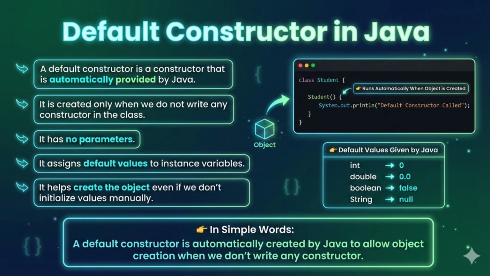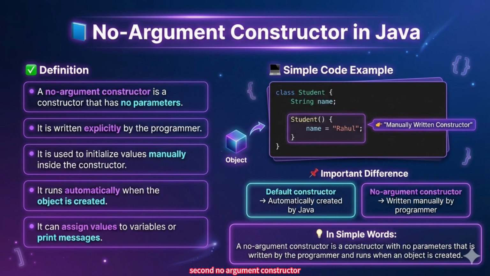Second, no-argument constructor. Now let's talk about the no-argument constructor. Definition in simple points. A no-argument constructor is a constructor that has no parameters. It is written explicitly by the programmer. It is used to initialize values manually inside the constructor. It runs automatically when the object is created. It can assign values or print messages.